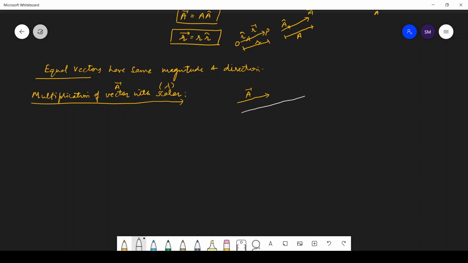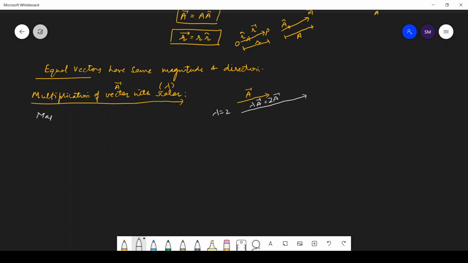So multiplying with a scalar is going to change the magnitude. Direction will remain the same. So direction will remain the same, but this has become 2A. So here lambda is equal to 2. So lambda A means 2A. So it has length 2A. So magnitude is doubled. Direction is not changed.